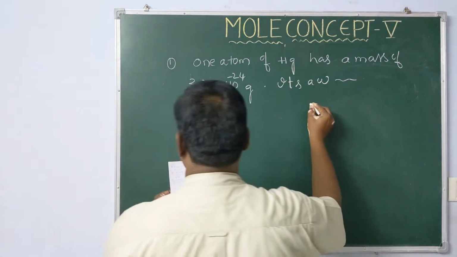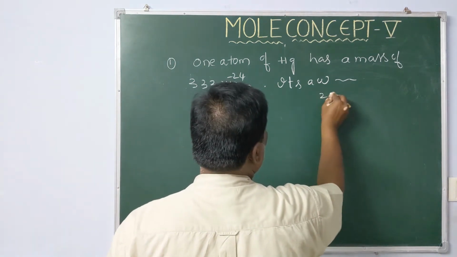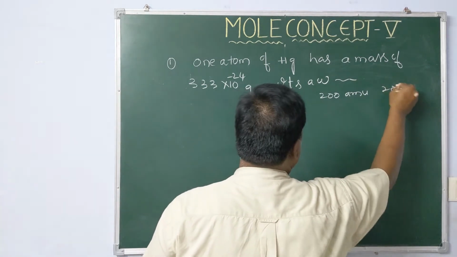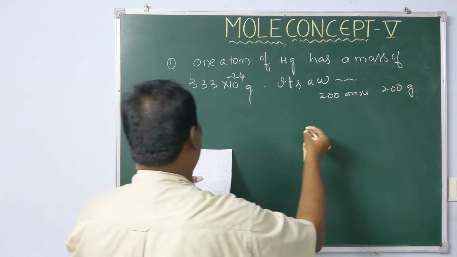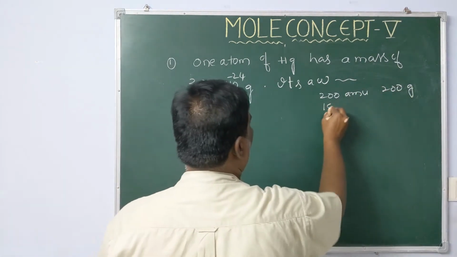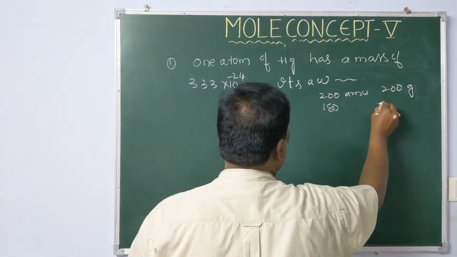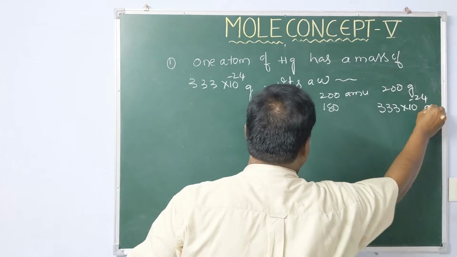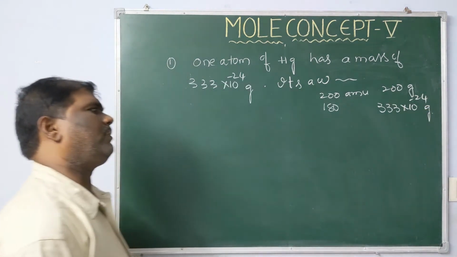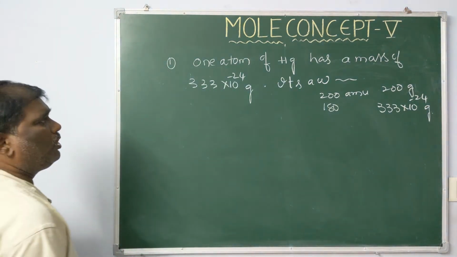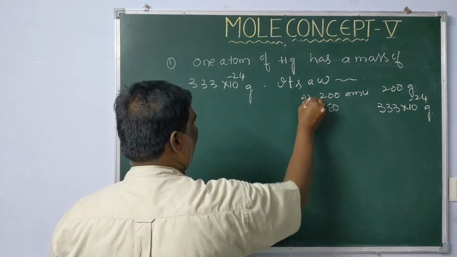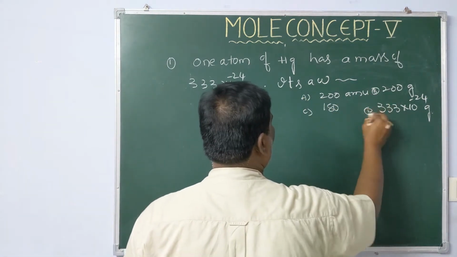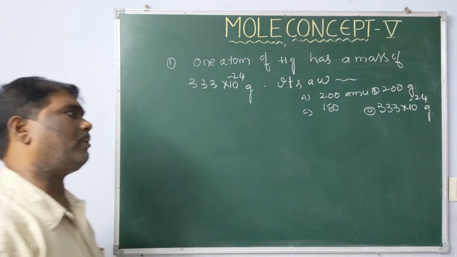Options are: option A, 200 AMU; option B, 200 grams; option C, 180 AMU; option D, 180, 3.33 into 10 power minus 24 grams. These are the options given. Now, how can we solve the problem?